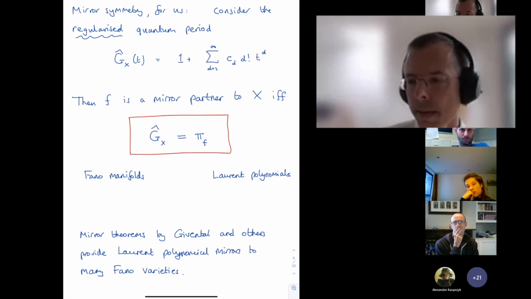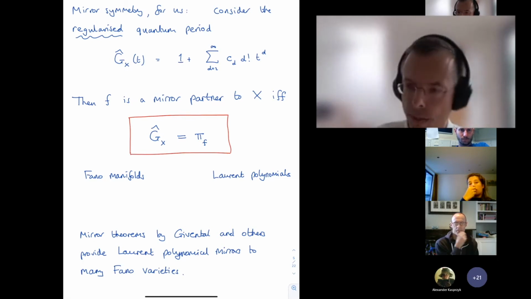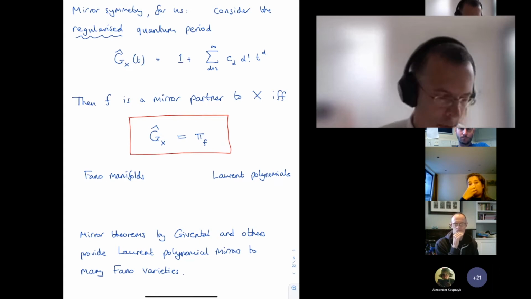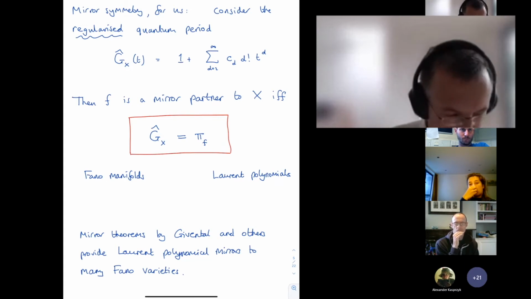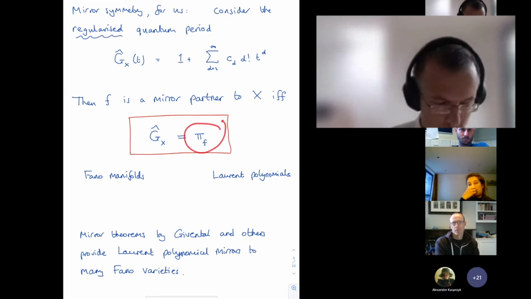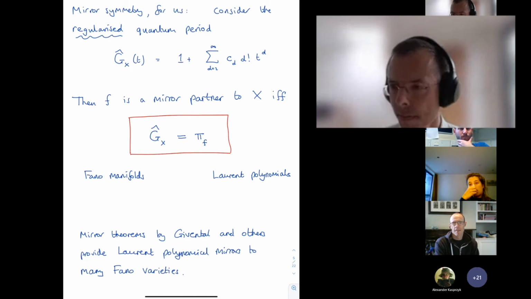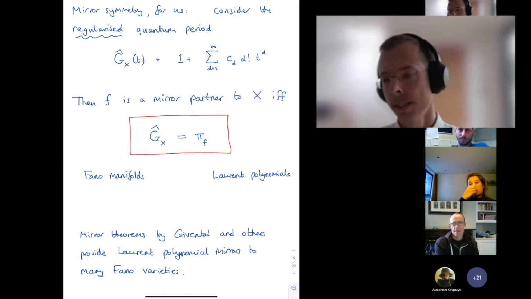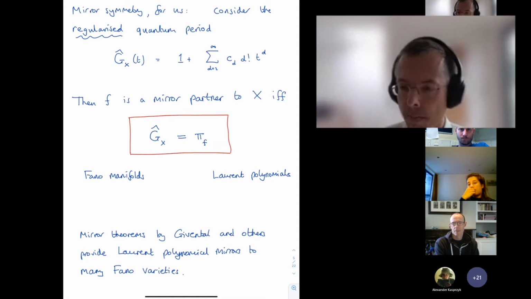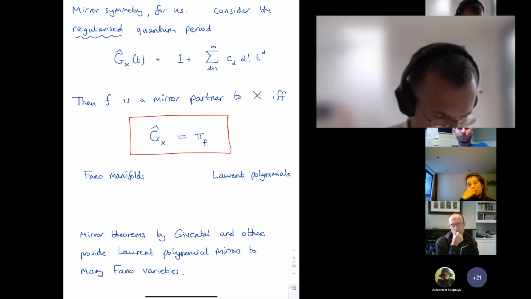And what does it mean for a Fano manifold X to correspond under mirror symmetry to a Laurent polynomial f? Well, for us, it precisely means that the regularized quantum period of X is equal to the classical period of f. In other words, if you take the regularized quantum differential equations, the ones that you get by taking the Fourier transform, then they coincide with the Picard-Fuchs equations for the mirror Laurent polynomial.